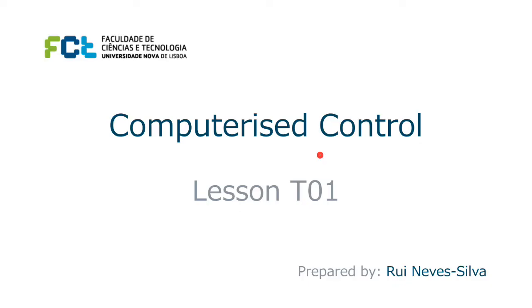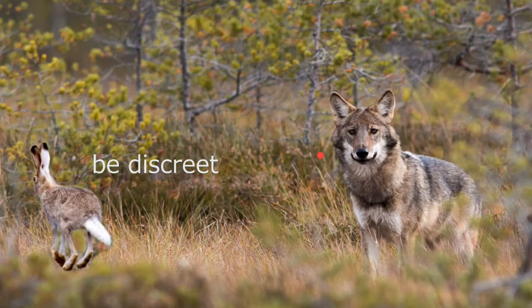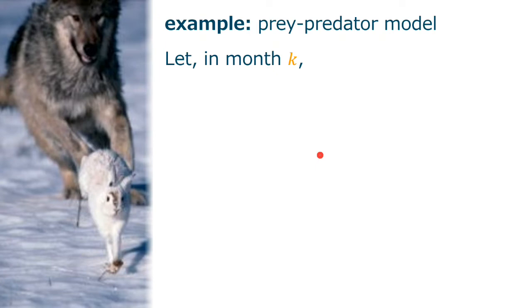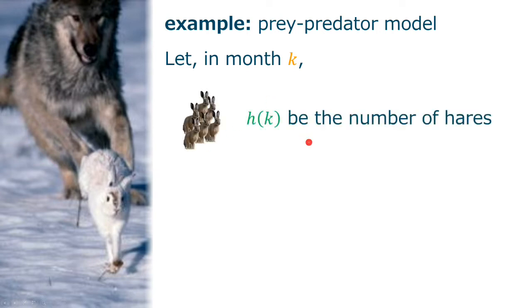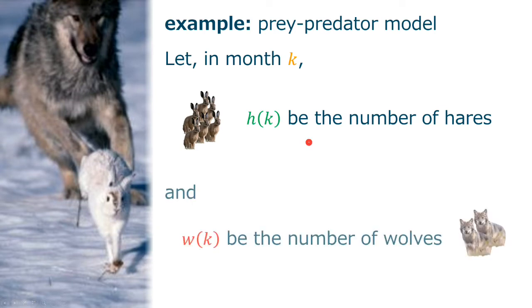Today we are going to introduce, in lesson 1, discrete time systems. And the best way to introduce discrete time systems is with an example. So let's study this prey-predator model. Imagine that you have wolves and hares, and in month k, hk is the number of hares and wk is the number of wolves.